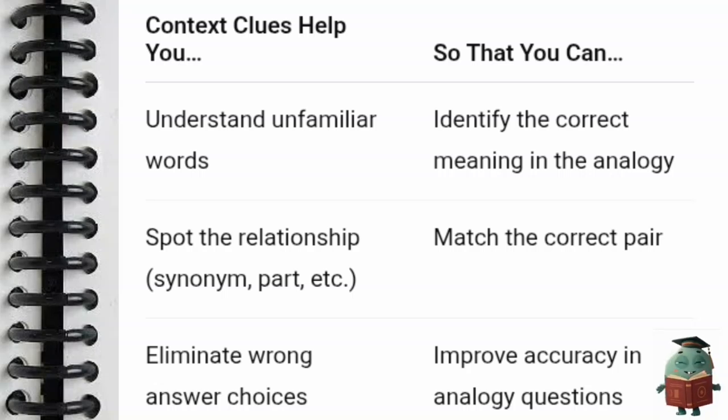Summary: Context clues help you understand unfamiliar words, so that you can identify the correct meaning in the analogy. Context clues help you spot the relationship, synonym, part, etc., so that you can match the correct pair. Context clues help you eliminate wrong answer choices, so that you can improve accuracy in analogy questions.